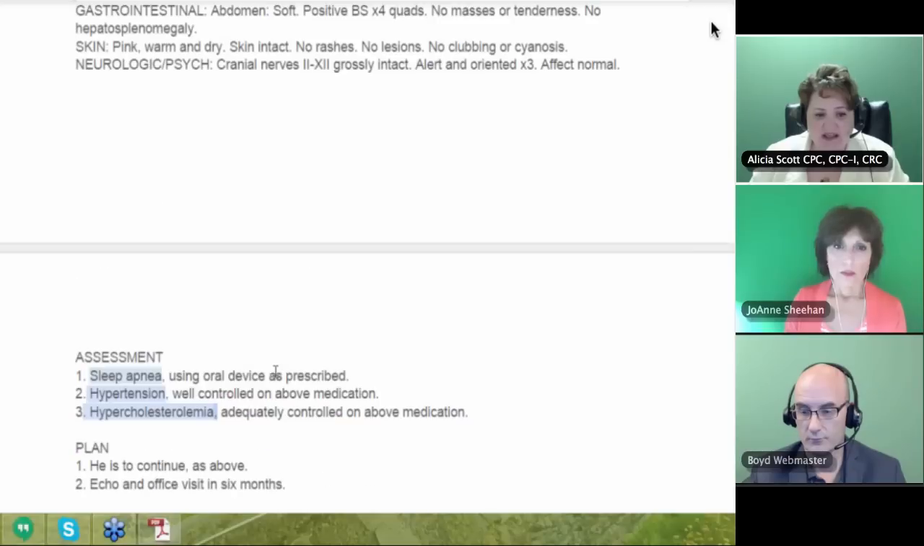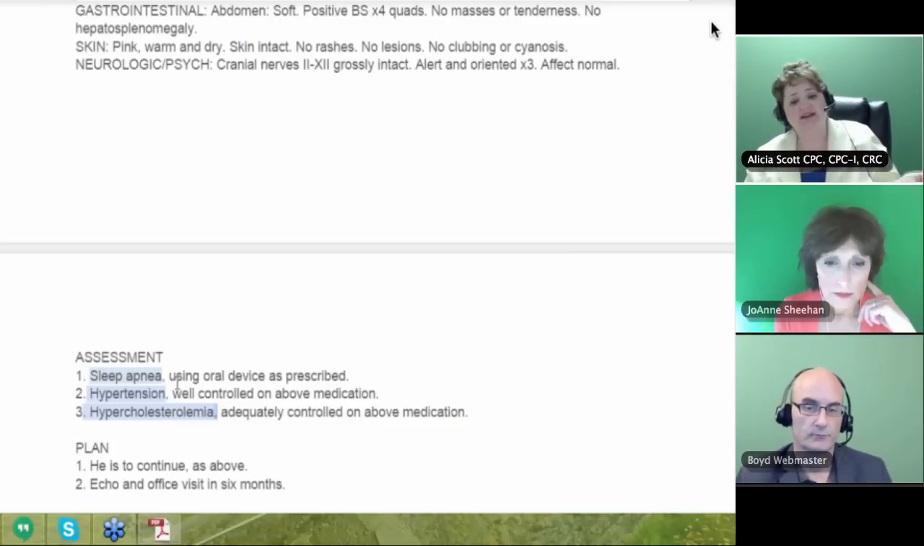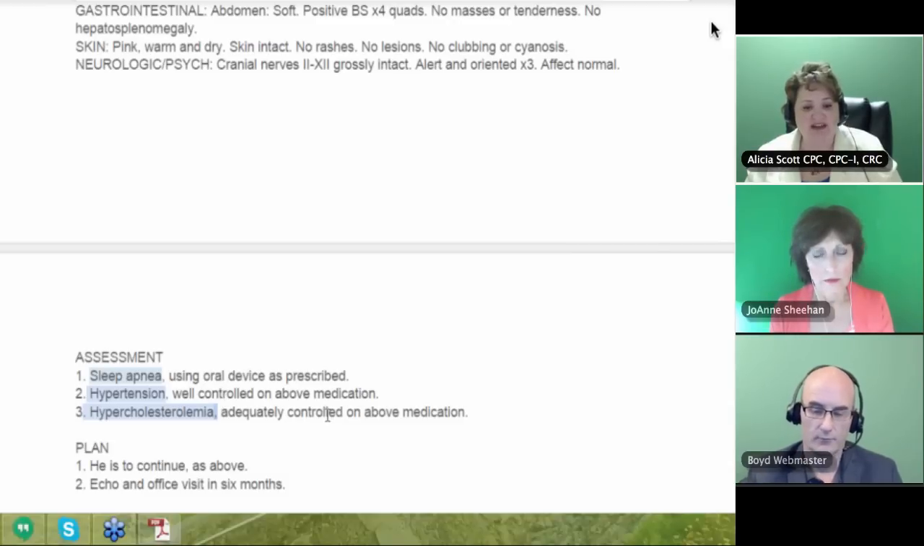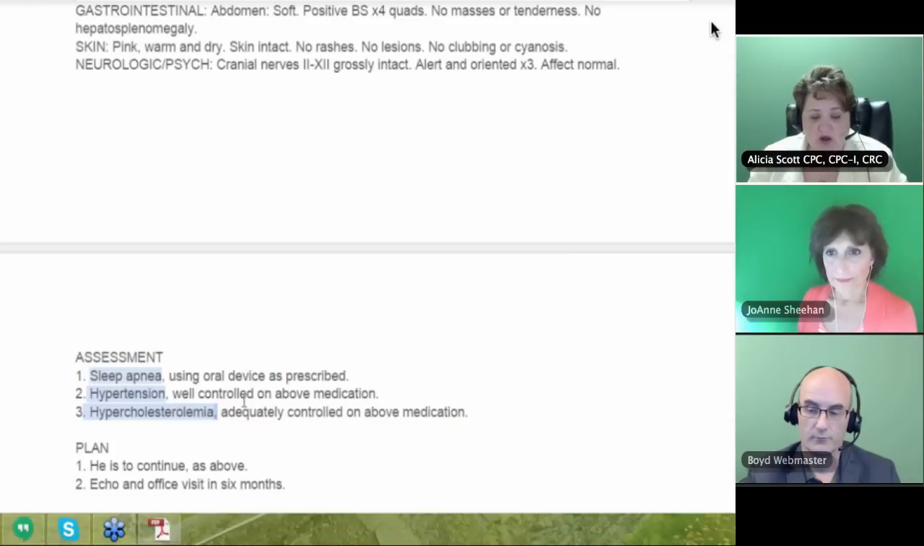And I see that our patient has sleep apnea, hypertension, and hypercholesterolemia. Okay, and then he not only listed what the diagnosis was, but actually tells you kind of what he's doing about it, or the status of it. Sleep apnea, using oral device as prescribed, so he's probably got a machine, a sleep apnea machine that he sleeps with. Hypertension, well controlled on above medication.